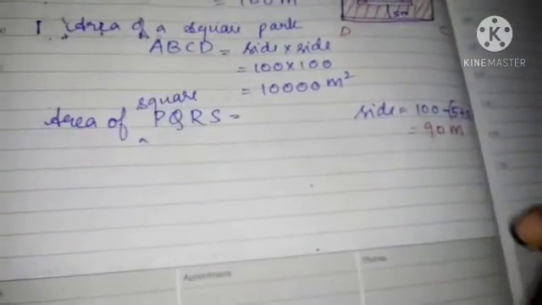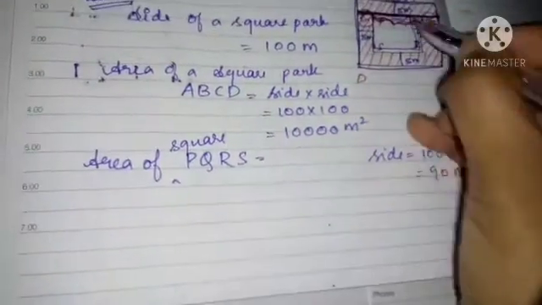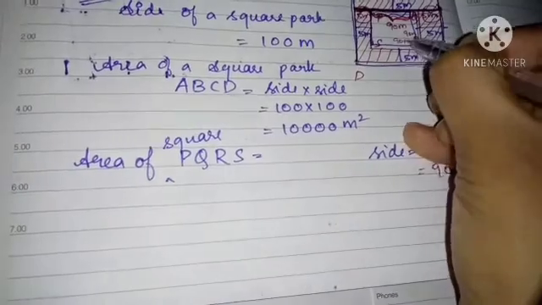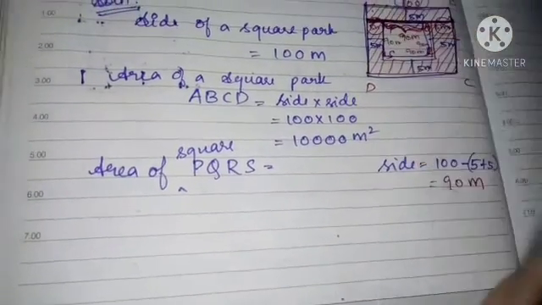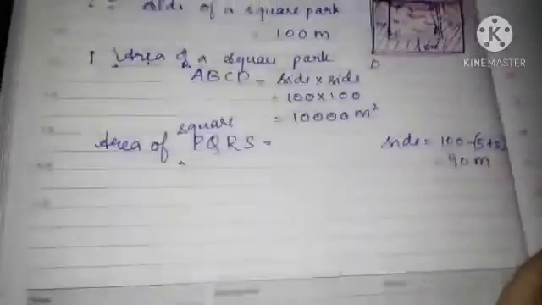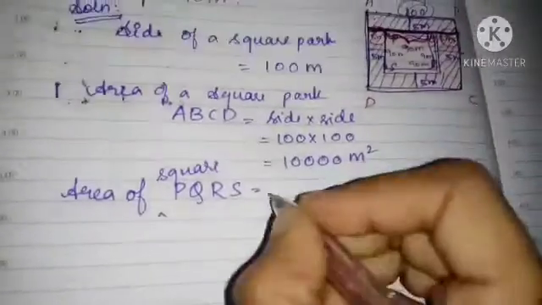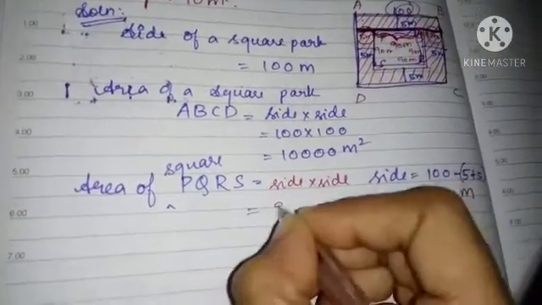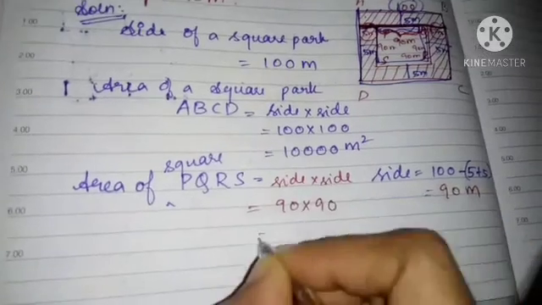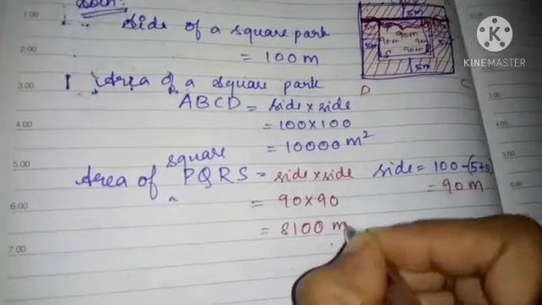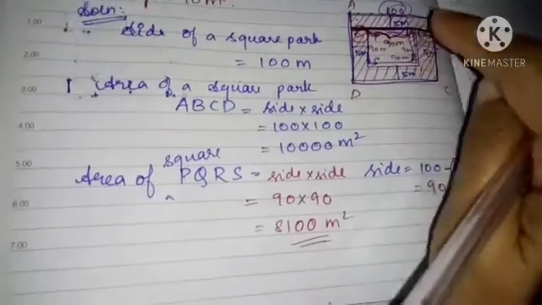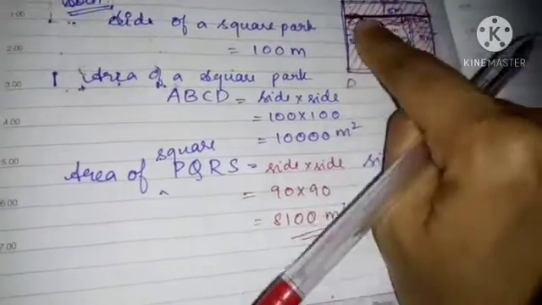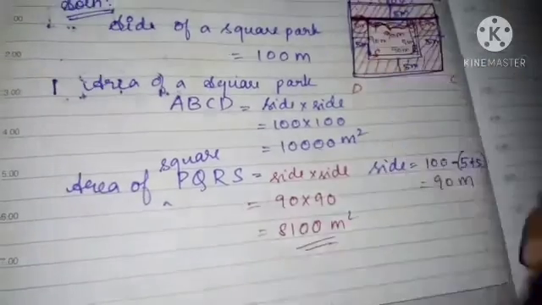90 meter. Square PQRS side is 90 meter, 90 meter, 90 meter, 90 meter. Everything will be 90 meter because it is the side of a square, right? So formula is side into side, 90 into 90. So I got this square area, full area I got. Then this small square area I got.